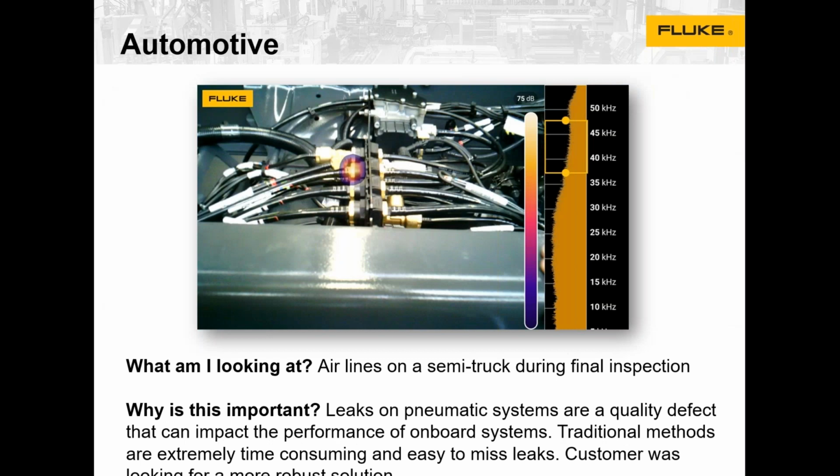Yeah, and this is one that I think you can talk to, Adam. I think you were on site on this one. Yeah, I was on site here. So what you're looking at in this picture is some of the airlines that are all coming to a connection point on a semi truck. So this is a facility that produces semi trucks.